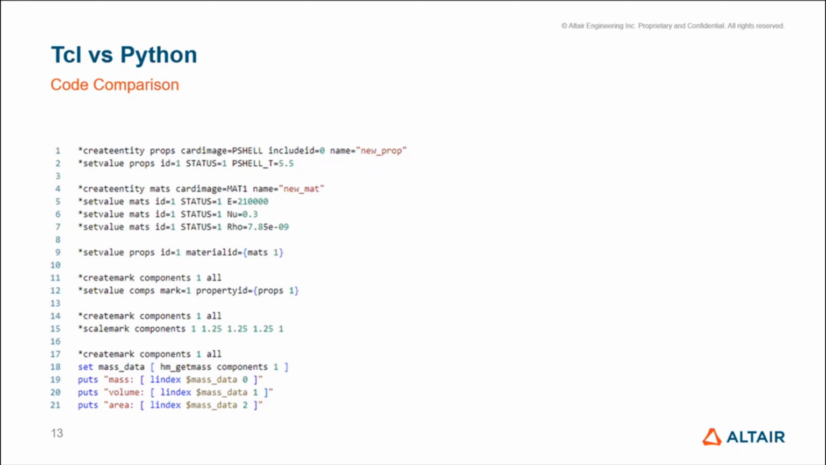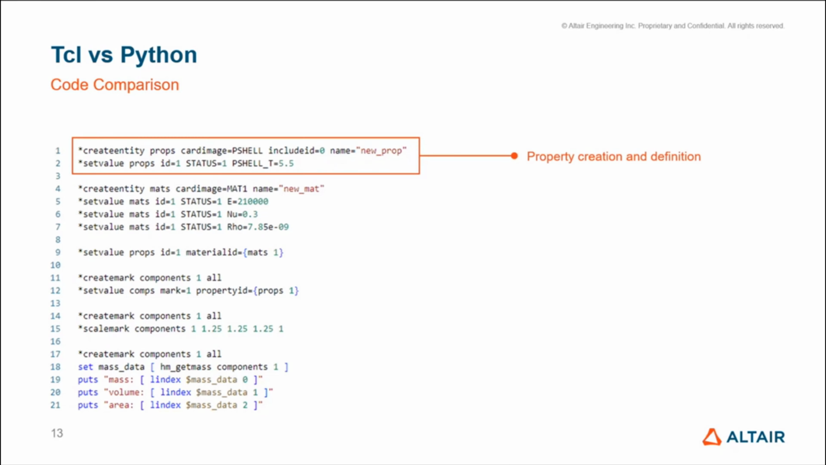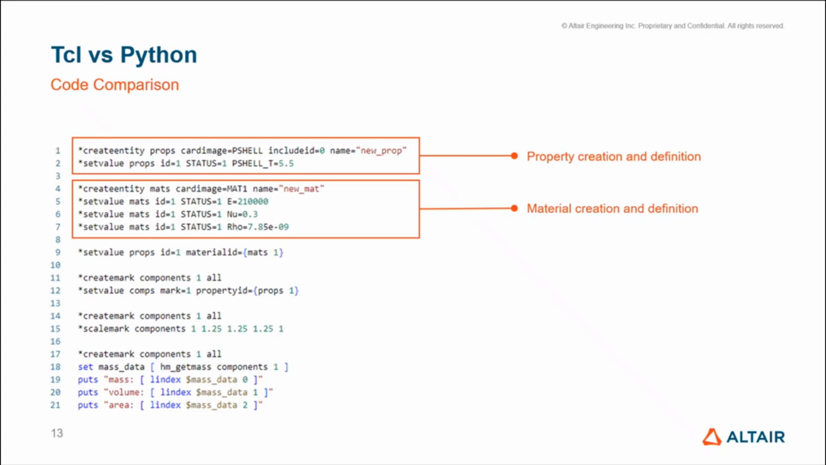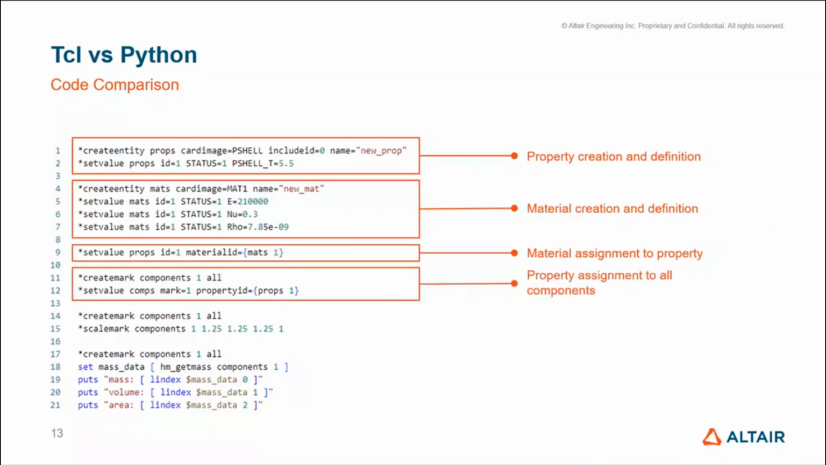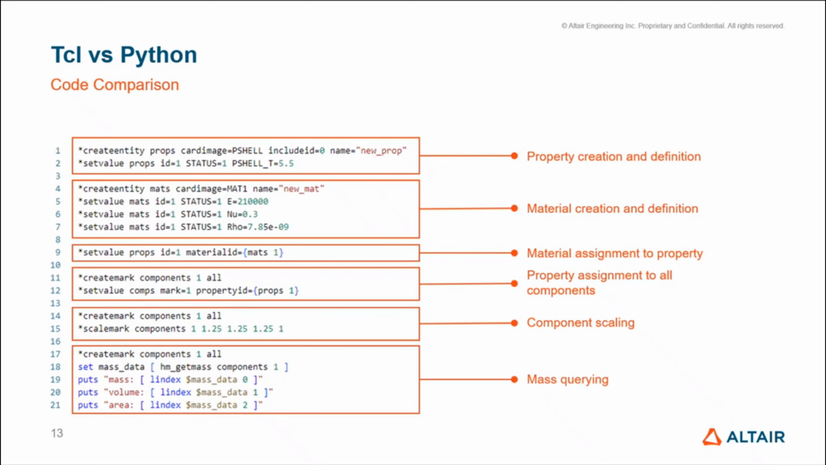On the left-hand side, we've got the existing TCL code. It's a very simple made-up routine where we start with creating a property and defining the thickness of a p-shell property. We then define a material, define the attributes of the new material. Then we assign the material to the property. This is something that would apply to, for example, the OptiStruct solver specifically. Afterwards, we assign this property to the components. We proceed with scaling those components, and after scaling, we get the mass data of all our components.